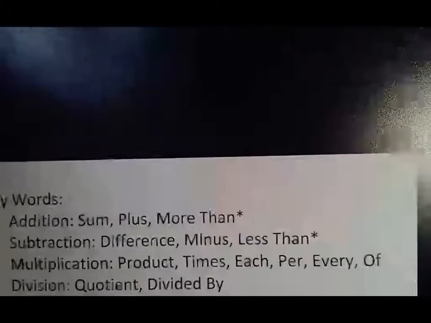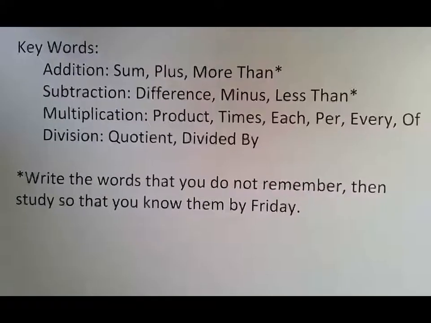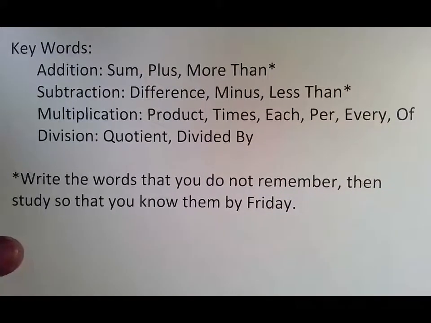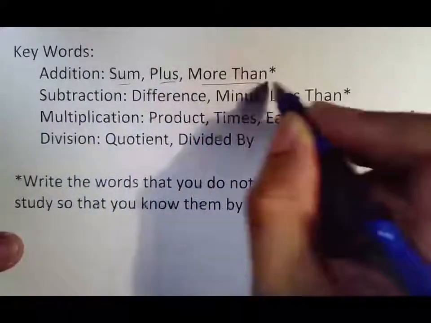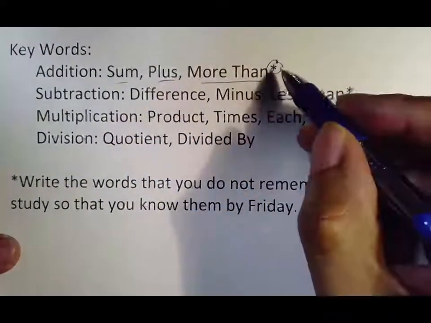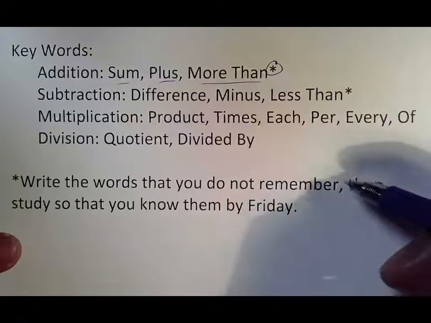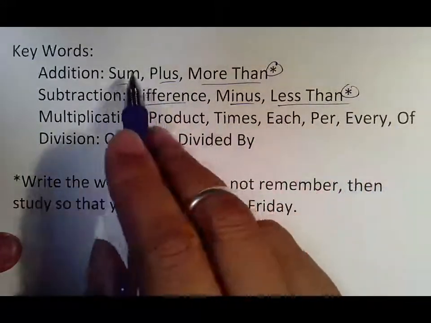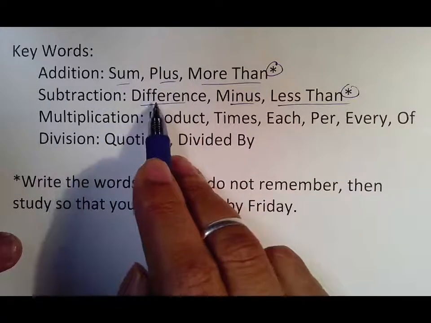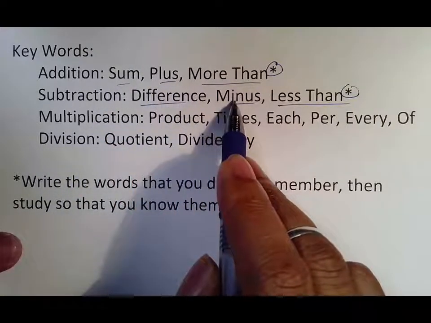So looking at this sheet, again, same sheet as yesterday, nothing changes. It's up to whether or not you really want to get the most out of it. Addition is sum, plus, more than. The reason the asterisk is there is because it gets flipped around when you see more than. Subtraction is difference, minus, less than. Again, this means that you flip it. That's going to keep the order. That keeps the order.